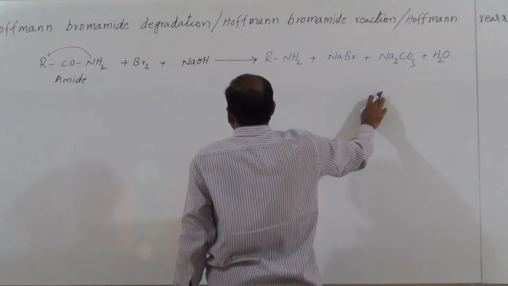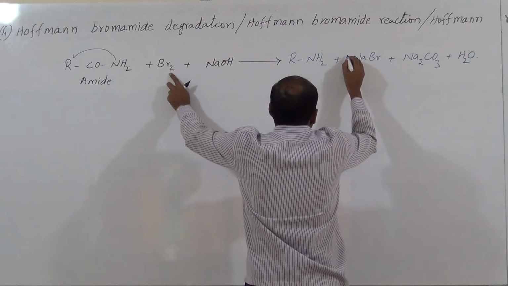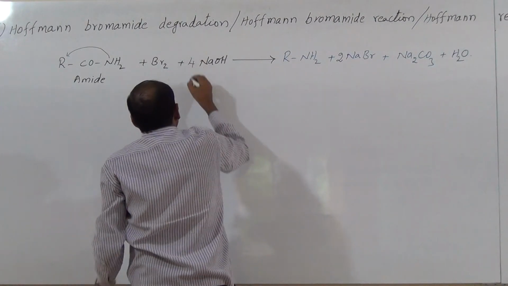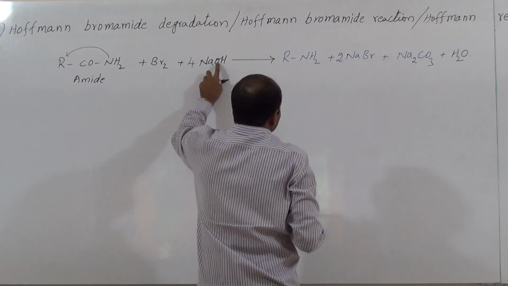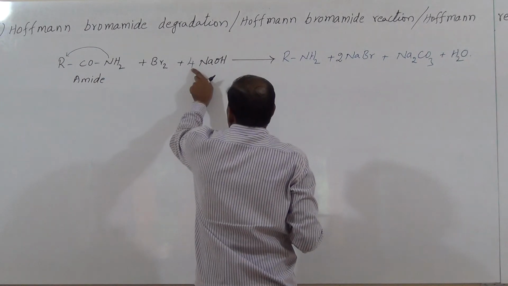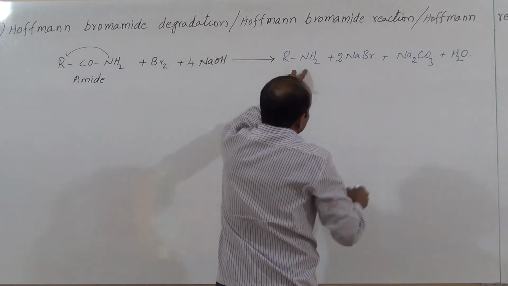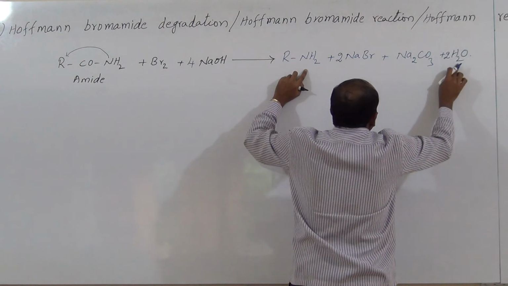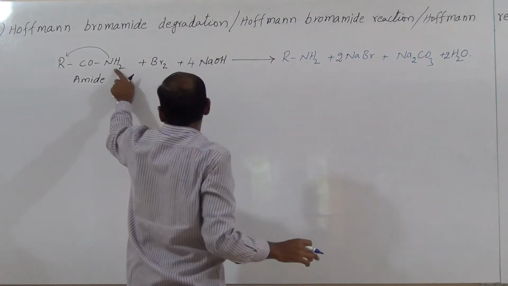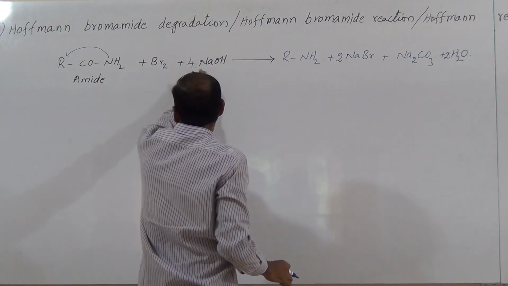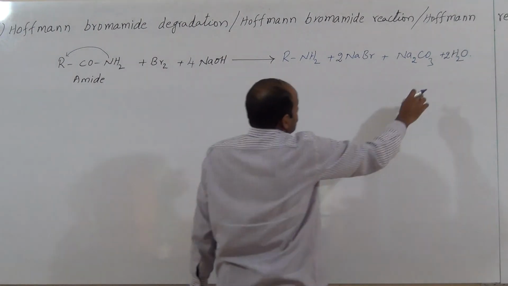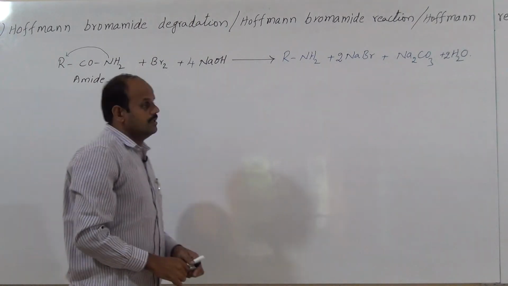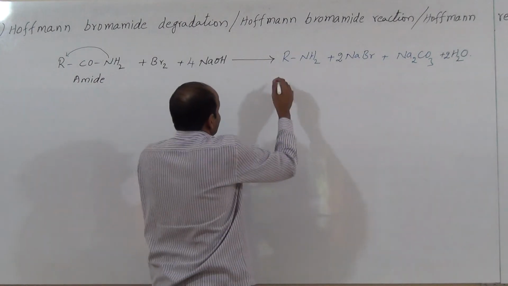Thus how many bromines are there? 2 are there. Then you can write here 2. 2 plus 2, 4 sodiums are there. Then you can write here 4. How many hydrogens are there? Here 2 plus 4, 6. Here 2 plus 2... then you can write here 2. 2 into 2, 4 plus 2, 6. Here 4 plus 2, 6. Then oxygens 4 plus 1, 5. Here 3 are there, plus 2, 5. So here we get primary amine.